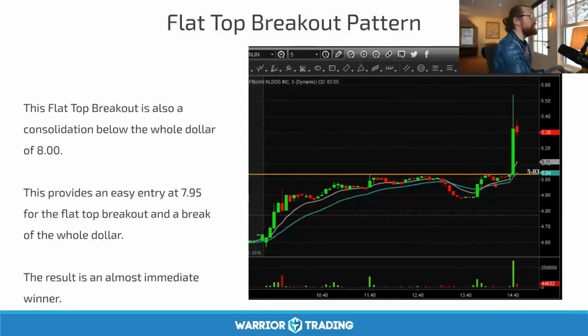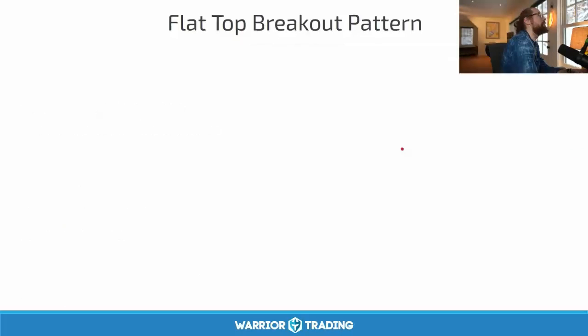So back to the full screen. It's got a very clear resistance at the whole dollar. That's very common, resistance at the whole dollar. So flat top breakout, consolidation underneath the whole dollar. I don't know why, I must have changed this chart. So let me just go and correct that. So let's see. What chart was this? So for the whole dollar below $5, not below 8. So yes, at 5.95 provides an easy entry at 5.95 to anticipate the break through that level. All right, so I've updated that on my side.